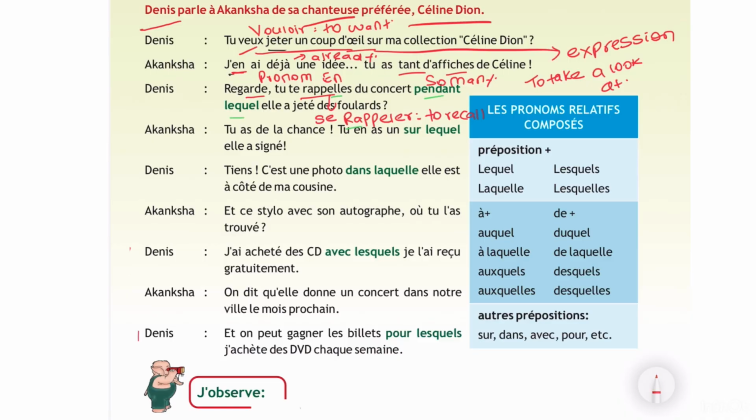This is a new topic for us. You will also see it in many other phrases, that is, dans laquelle, sur laquelle, avec lequel. This is nothing but our les pronoms relatifs composés, which is again a grammar topic. So for now, you should know it means during which she had thrown. Jeter is your verb, to throw. Des foulards, foulard is nothing but your scarves.